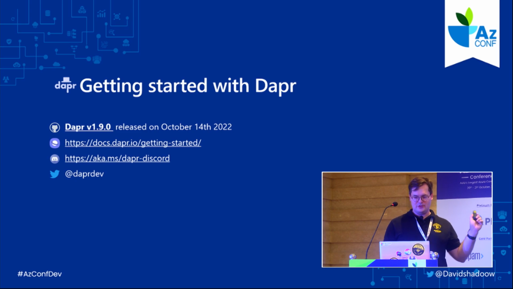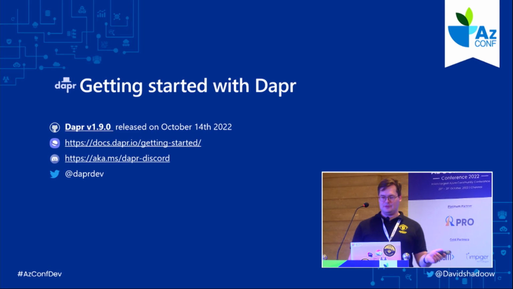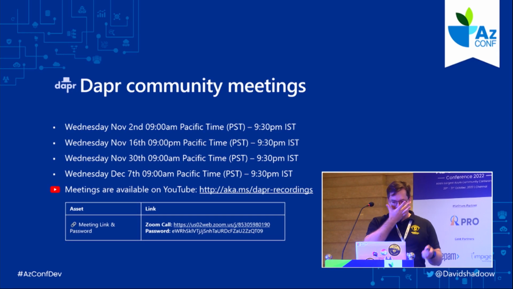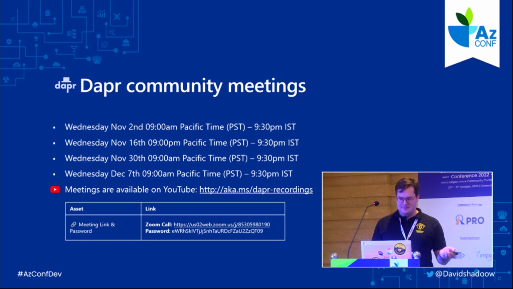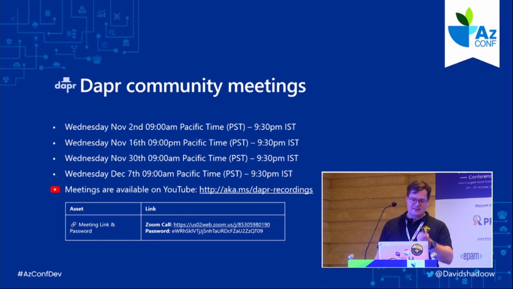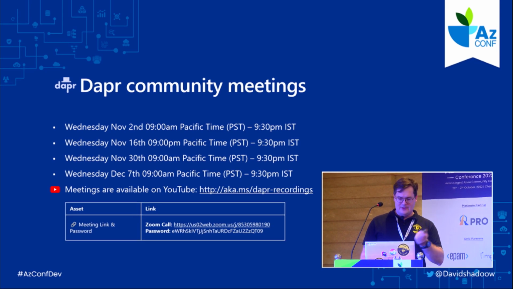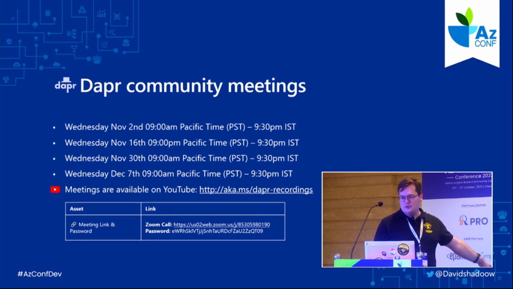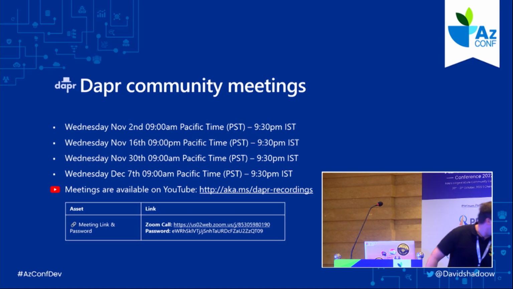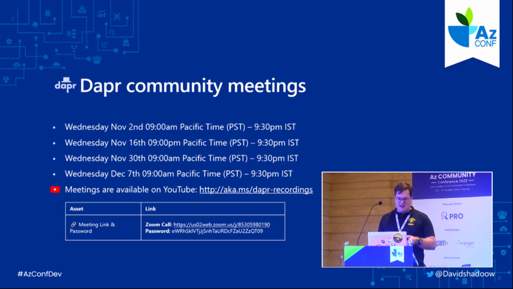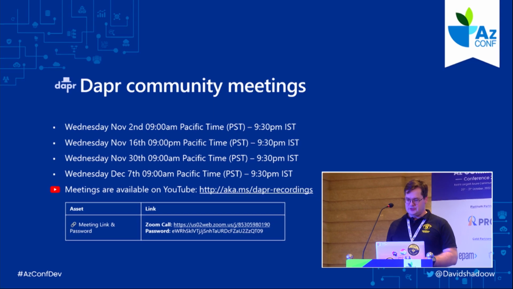You can go to docs.dapr.io or follow DAPR Dev on Twitter. DAPR also does community meetings, which are at 9 a.m. Pacific time, which is really good actually because that's 9:30 Indian Standard Time. So if you want to watch any of the DAPR community meetings, basically sprint reviews of what they have been doing, you can do so. You can have a Zoom call with them. The stuff is here. And I will also put these slides on my Twitter afterwards so you can get it from here. Or you can watch the recordings on YouTube.